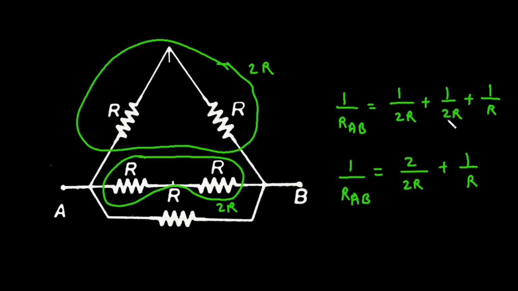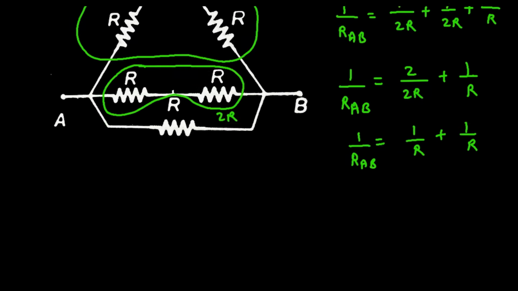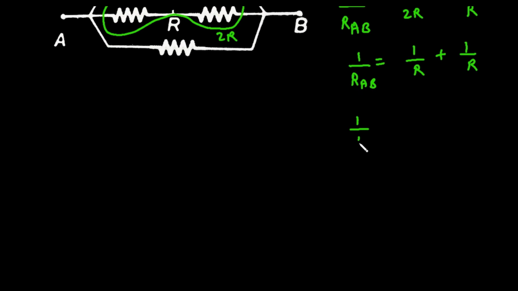Here the denominator is same. So this 2 and this 2 will get cancelled. So what's remain? 1 upon R plus 1 upon R is equal to 1 upon RAB. So if we simplify this, so 1 upon RAB is equal to 2 divided by R. So therefore RAB is equal to R upon 2.